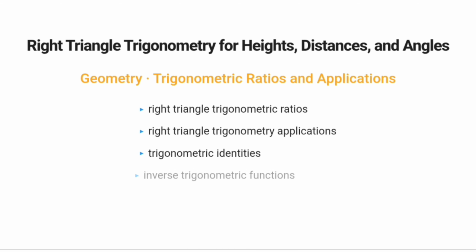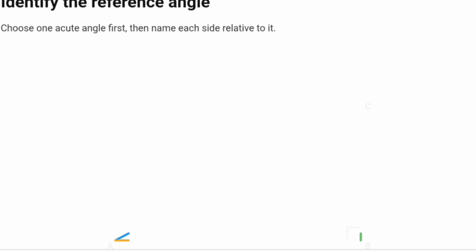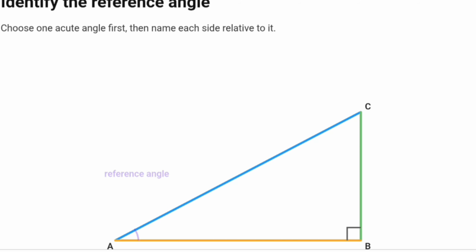Trigonometry connects the angle of a right triangle to the length of its sides, which makes it useful for measuring things that are hard to reach directly. From a right triangle to forming sine, cosine, and tangent ratios, to using those ratios for heights and distances, then to a basic identity, and finally to finding an angle from a known ratio.